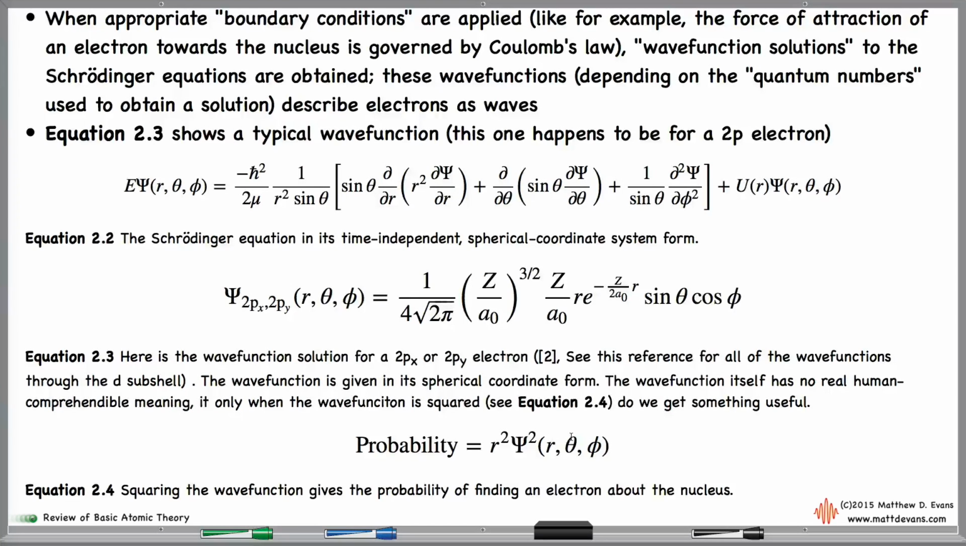So, okay, that's the math of it all. This is really what's important here: the probability of finding the electron is based on squaring the wave function in the spherical coordinate system.